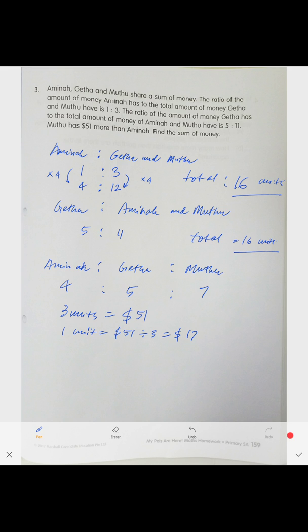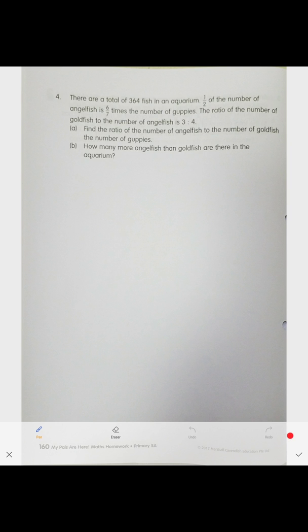Right? So now they're asking us the question, find the sum of money. How much money was total before? Well, our total amount of money is 16 units. So 16 units is 16 times 17, which is $272. The sum of money is $272. Alright.